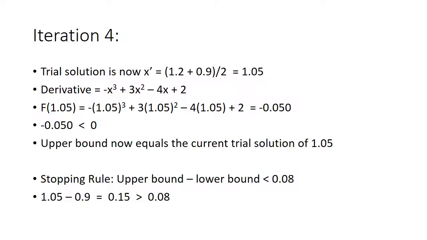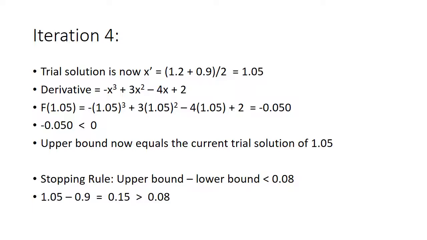We have continued on to iteration 4, and the trial solution is now going to be the average of our upper bound and our new lower bound. So the average of 1.2 and 0.9, which equals 1.05. So our current trial solution is 1.05. And just like all the other iterations, we're going to plug that number into the derivative of the objective function. So we evaluate the derivative at 1.05, and we end up getting negative 0.05. And as you can see, this is less than 0.